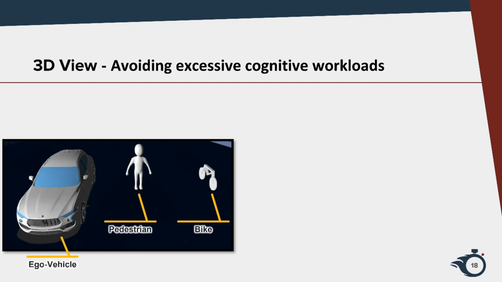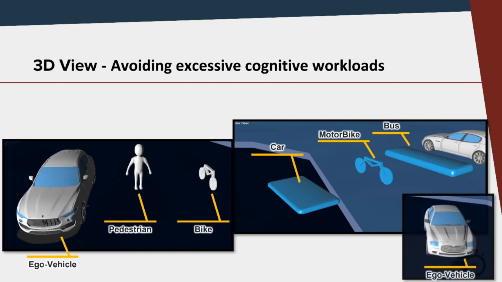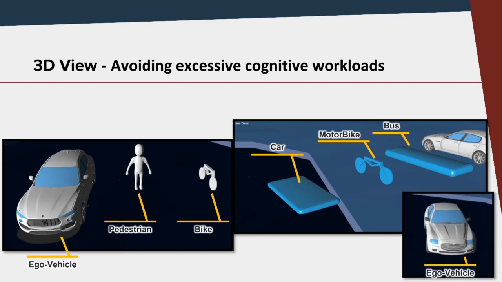So the ego vehicle has a higher triangle count mesh compared to the other agents. And also, for example, we can see here that the pedestrian and bike have a very low triangle count mesh. And also we have a placeholder of the car, the motorbike, and the bus. And we could also have another ego vehicle with a high triangle mesh.